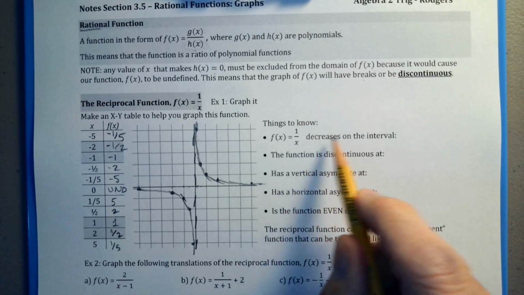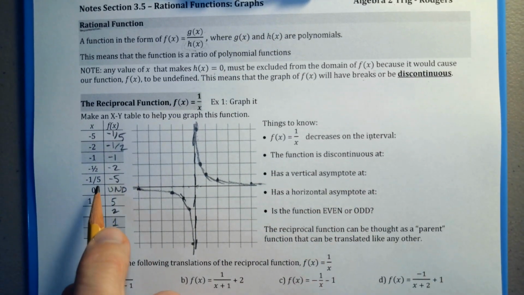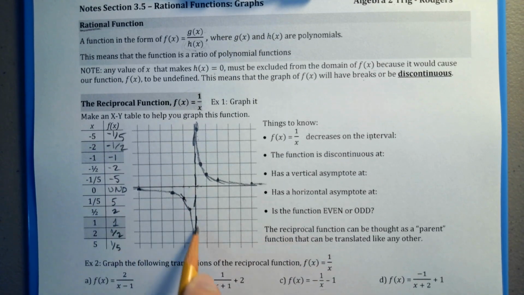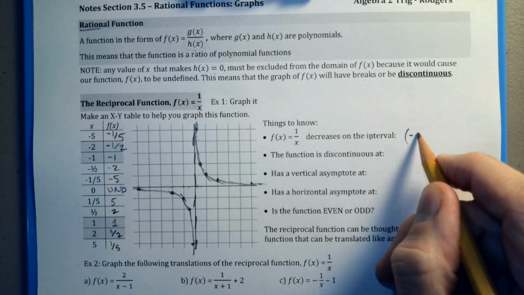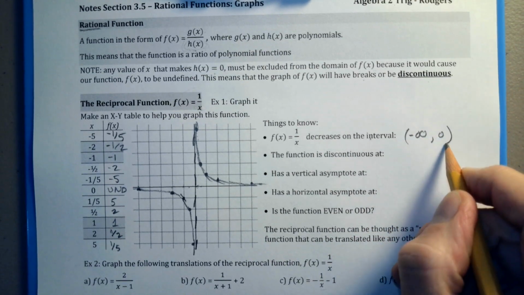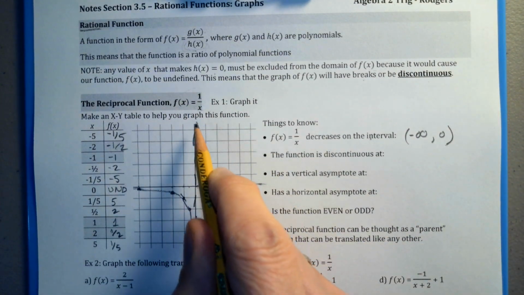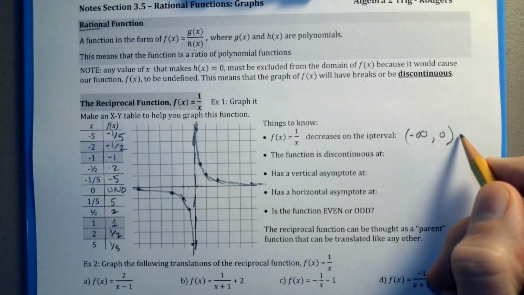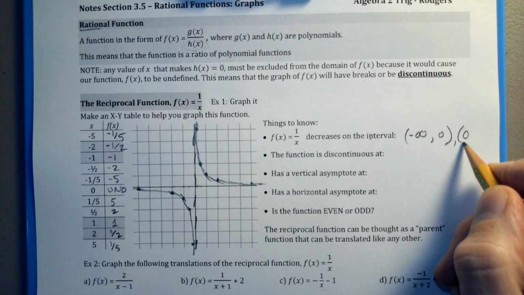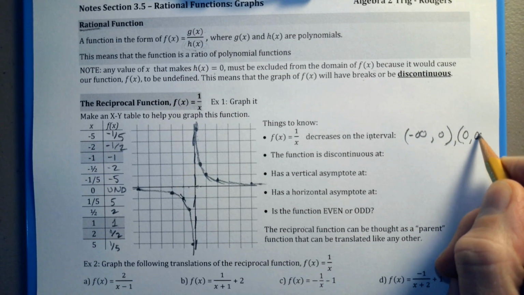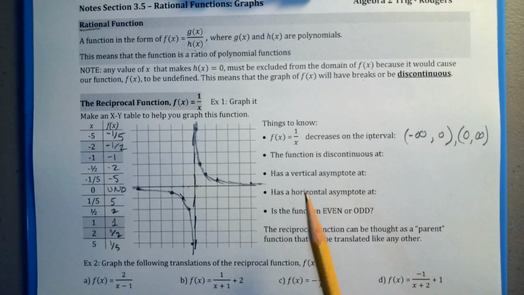So this function decreases on what interval? So on the whole interval. So starting at negative infinity, going all the way, not ever getting to 0, but really close, negative infinity to 0, non-inclusive, because of course that would make it undefined. And then on the other side, this whole thing is decreasing as well. So we would say from 0, not inclusive of 0, to infinity. So for its whole domain, it's decreasing.